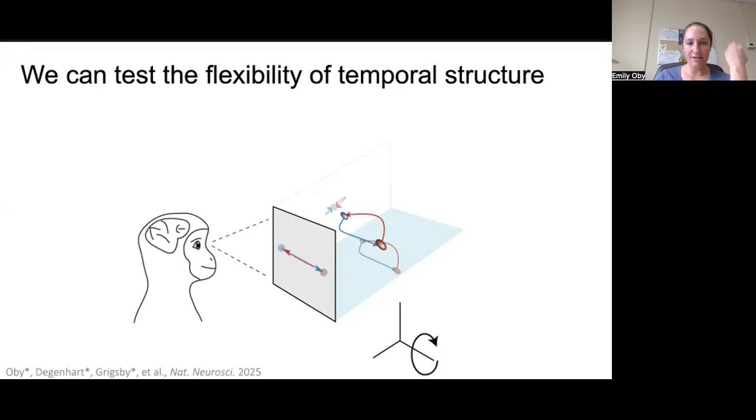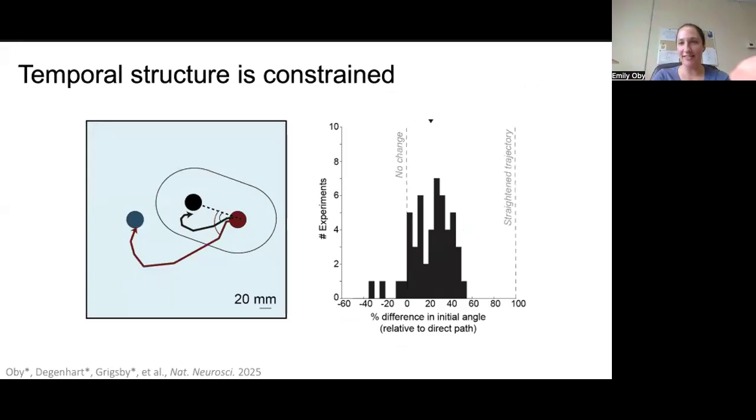Okay. The last thing was just that we quantified this change in initial angle in response to the boundary task. So we also find that it's highly constrained there. Very little change. Perfect.